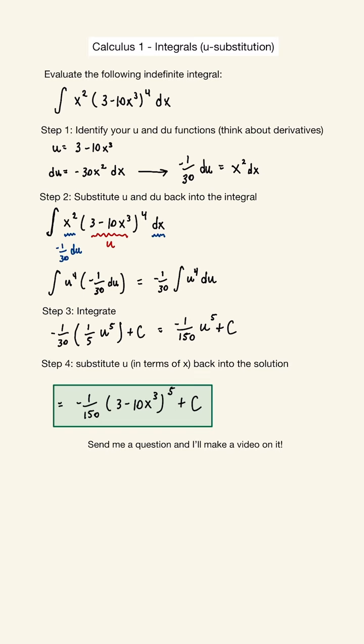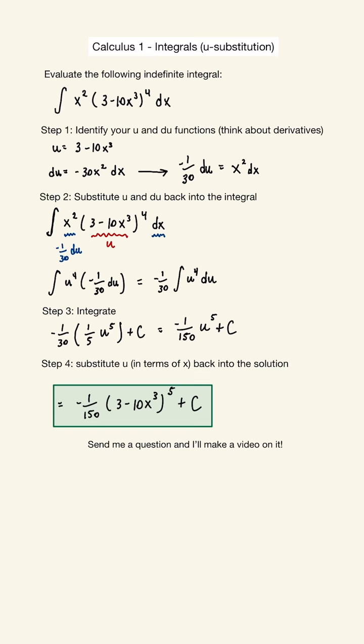And so the second step in using u-substitution as an integration technique is we want to substitute our u and du terms back into the integral. And so we can see that our x squared dx terms are going to be our negative 1 over 30 du, and our 3 minus 10x cubed will be our u term.